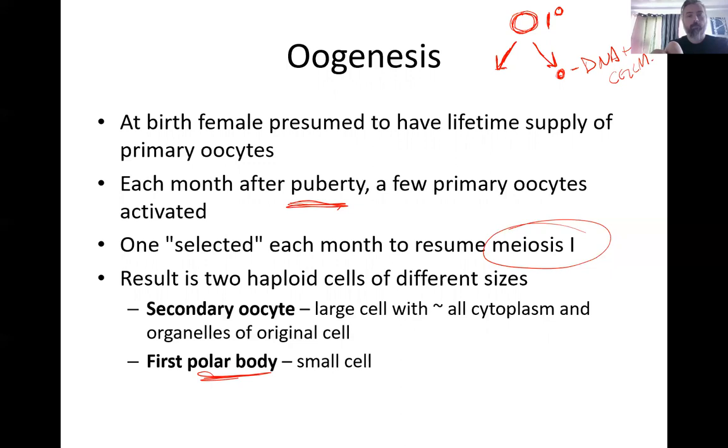The other one, it's a fairly large cell. It shouldn't be any bigger than this, but I drew it bigger. Sorry, but it's got DNA. Okay, so this is the end result of meiosis 1, is we have one cell that's actually going to be something, and a polar body.